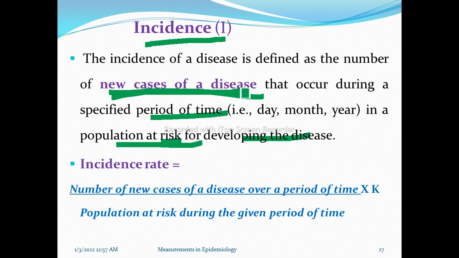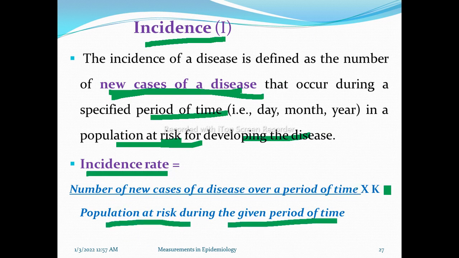So new cases of disease are incidence, but prevalence is new cases plus existing or old cases. Incidence rate is equal to the number of new cases of disease over a period of time divided by the population at risk during a given time period, times k. K may be 100, 1000, or 10,000; it is intended to remove the decimal. So the number of new cases over the population at risk is called incidence rate. Incidence rate only includes new cases that developed during a specified period of time.